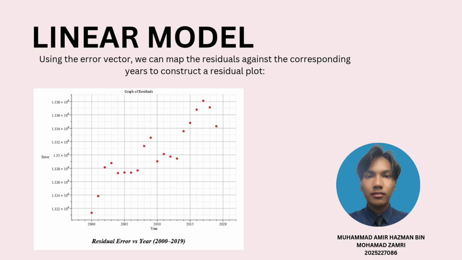Lastly, using the error vector we obtain, we can map the residual against the corresponding years to construct a residual plot. Residuals are the difference between the actual data values and the predicted values generated by the model. As you can see from the graph, the residual values fluctuate throughout the years. Since the residuals do not vary too drastically, the model is considered reasonably suitable for representing the data trend.